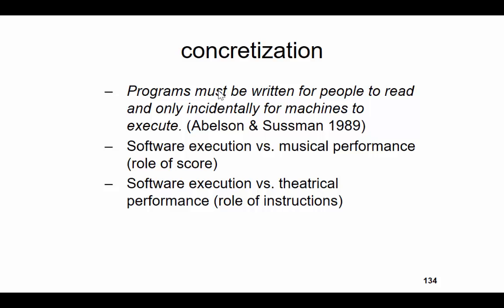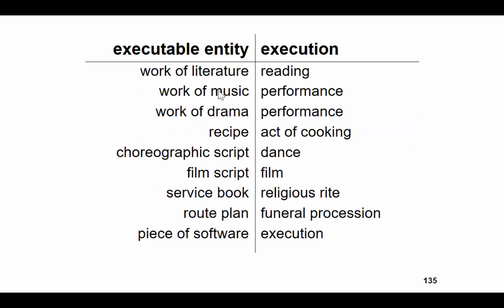So this is just repeating what I said earlier. Software execution may be analogous to theatrical performance. In a theater, a dramatic work will contain explicit instructions telling people where to put their feet and things. So we have different kinds of executable entities: works of literature, works of music, works of drama, recipes, choreographic script, film script, service books for religious rites, route plans for funeral processions, and software. So software are executables.